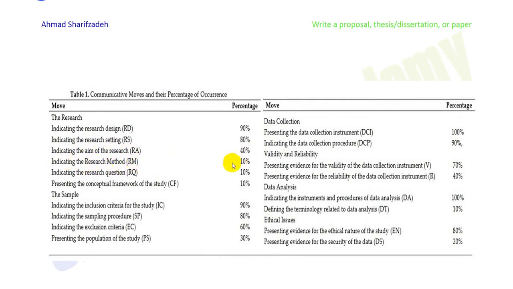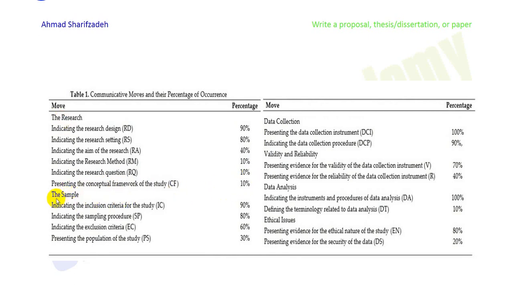Indicating the research method, 10%. Indicating the research questions, 10%, because we talk about it in the introduction section. We tell the readers that the research questions and research hypotheses are this and that in the introduction section. Then some people thought that it is not necessary here. Presenting the conceptual framework of the study, because most of the time we talk about it in the literature review section or in the conceptual framework subsection, someplace like that. Then most of the researchers didn't write it here.